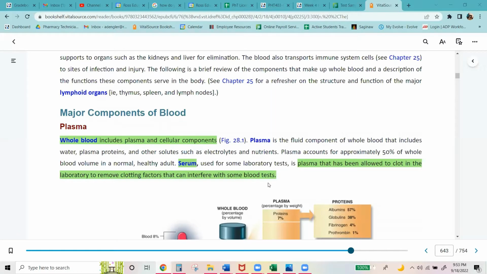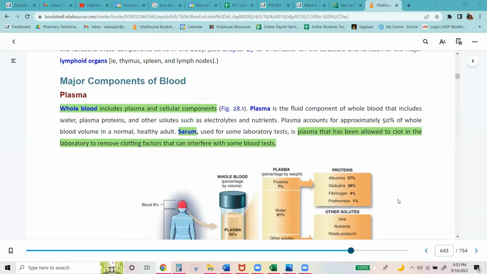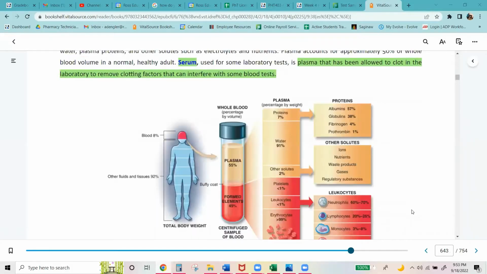Whole blood includes plasma and cellular components. Plasma is the fluid component of whole blood that includes water, plasma proteins, and other solutes such as electrolytes and nutrients. It accounts for approximately 50% of whole blood volume in a normal, healthy adult. Serum used for laboratory tests is plasma that has been allowed to clot in the laboratory to remove clotting factors that can interfere with some blood tests.